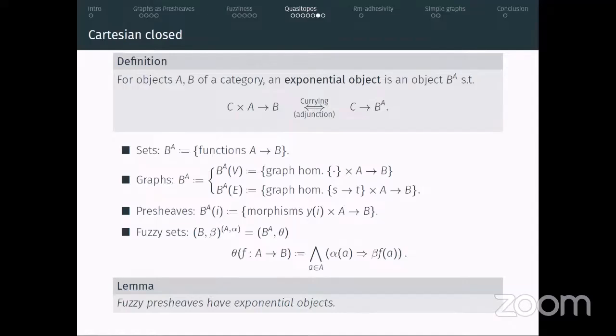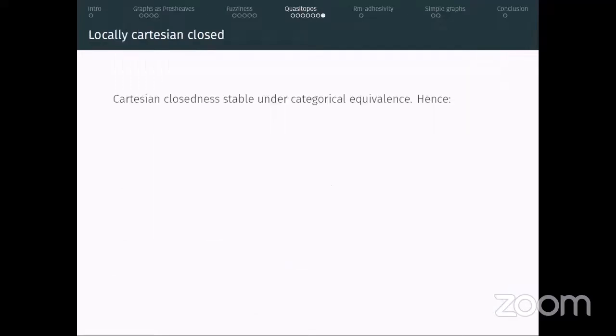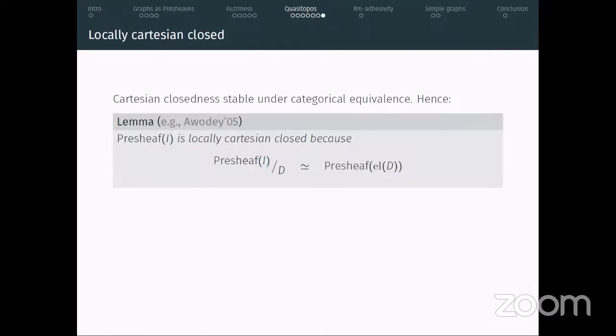Now, how do you prove that it's locally Cartesian closed? Locally Cartesian closed means you don't have only exponential objects, but you have exponential objects on all slice categories. And I don't know if you remember it, but the proof for Presheaves is very neat. It uses the fact that Cartesian closedness is a property that is stable under equivalence, and that if you slice a Presheave, you just obtain another Presheave. So since you know that the other Presheave is Cartesian closed, you've proved that the slice is Cartesian closed.